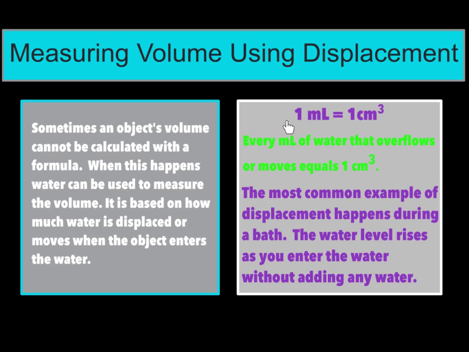Now here's the key thing that will help us with our homework and mathematically. There's the reasoning behind it with the water, and it relates to science as well. And then there's the math, and there are the conversions, which go along with some of the other conversions we've been working on. And 1 milliliter is the same as 1 centimeter cubed. So I have here, every milliliter of water that overflows or moves equals 1 centimeter cubed.